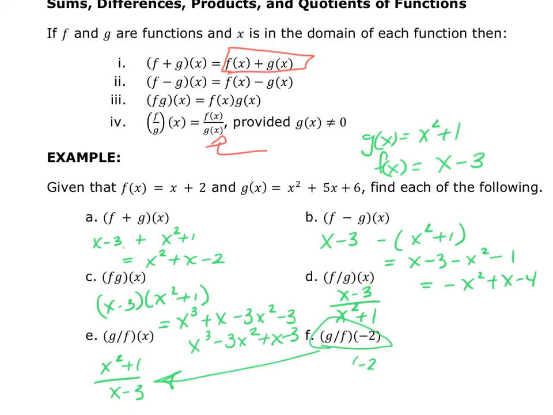So I have negative 2 squared plus 1 over negative 2 minus 3. So I have 4 plus 1 over negative 5. So I have 5 over negative 5, so my answer is negative 1.